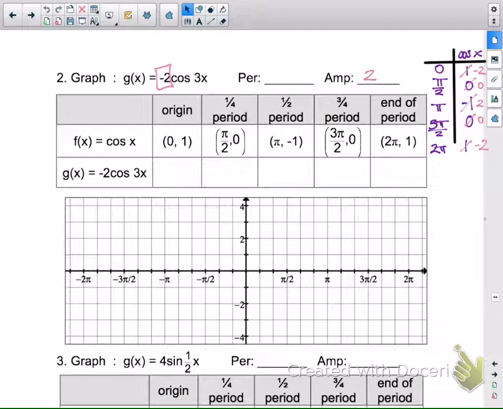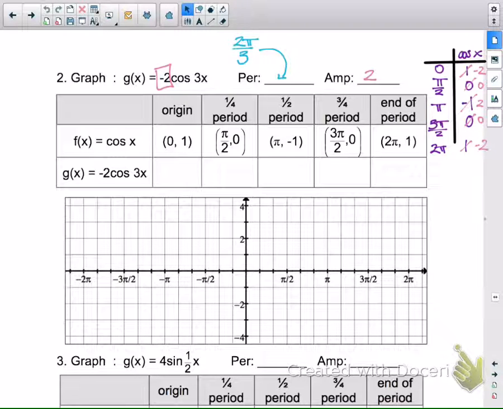What is my b value? 3. To find the period, I take my b value and do what? 2 pi divided by b. Can I reduce that? 2 pi over 3? Nope. So that is the period of the function.